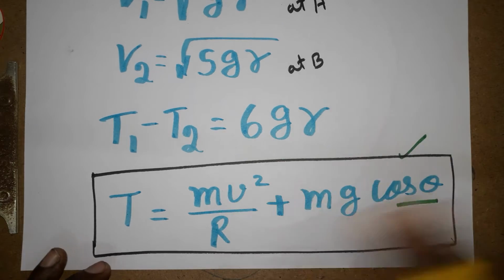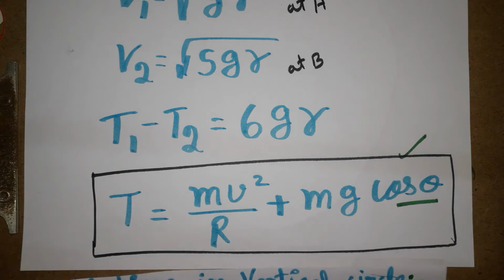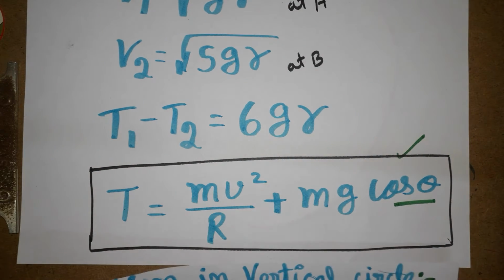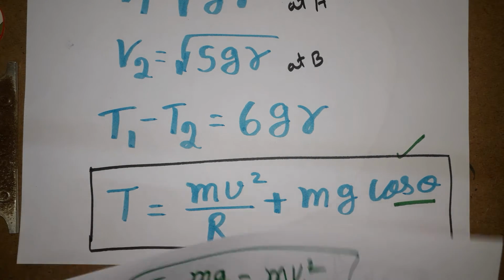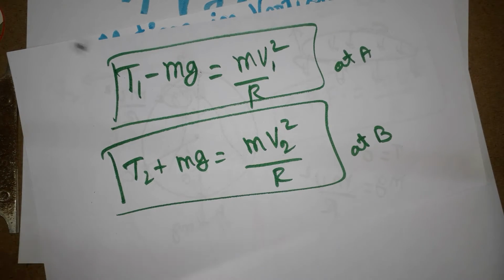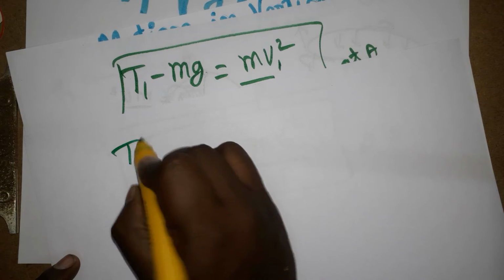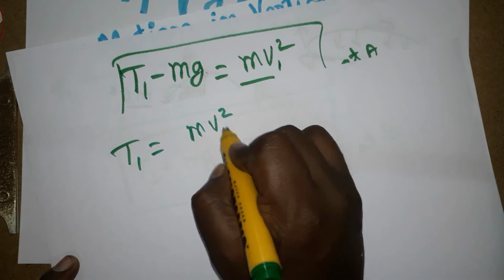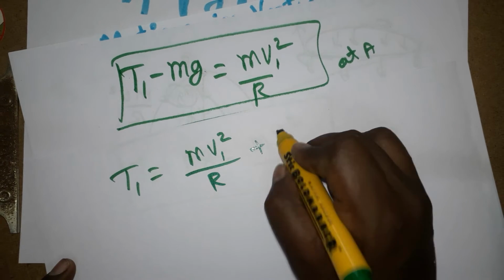Now, we learned the tension at the two points, T1 tension and T2 tension. Now, we are going to learn what is the difference between these two points, T1 and T2. So, just subtraction between these two points. So, T1 is equal to mv1 square divided by r plus mg.